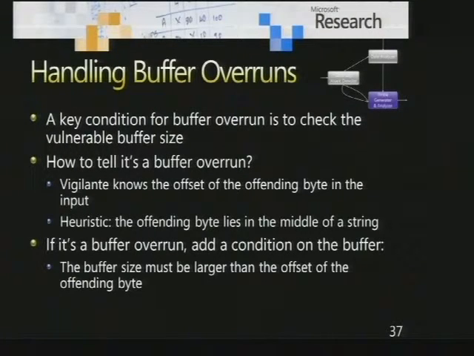Once we find the buffer overrun, we add a condition in our vulnerability predicate saying the buffer size must be larger than the offset of the offending byte in the string. This tells us the minimal size the buffer overrun attack must have.